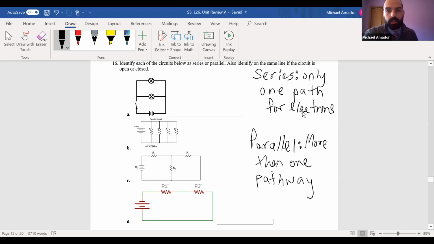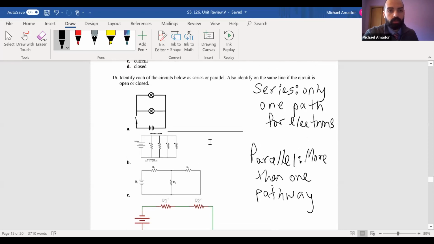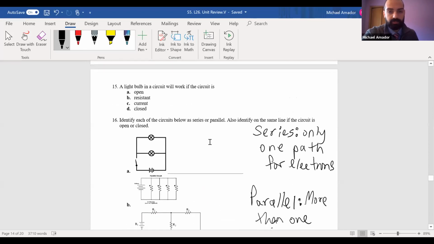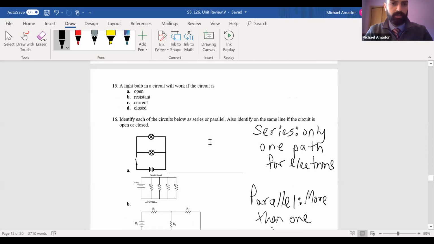Okay. Let's go over number 15 right now. A light bulb in a circuit will work if the circuit is. All right, let's put up our fists. 1 is A, 2 is B, 3 is C, and 4 is D. When I count down, show me your answers. Answers in 3, in 2, in 1, and show. Yep, it should be 4, D, closed. You need that pathway.